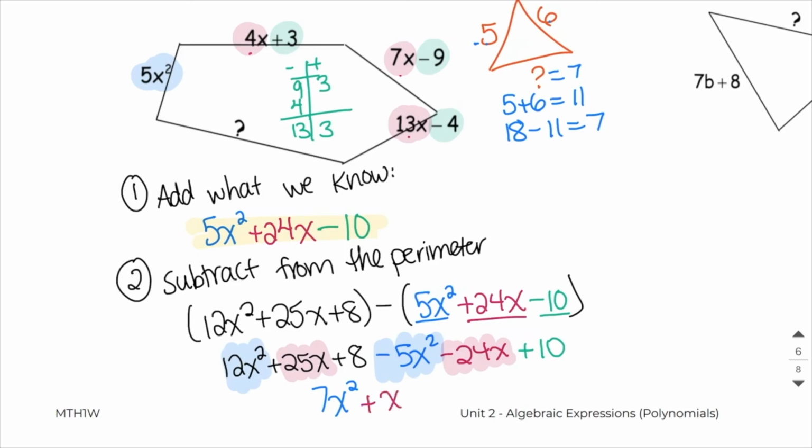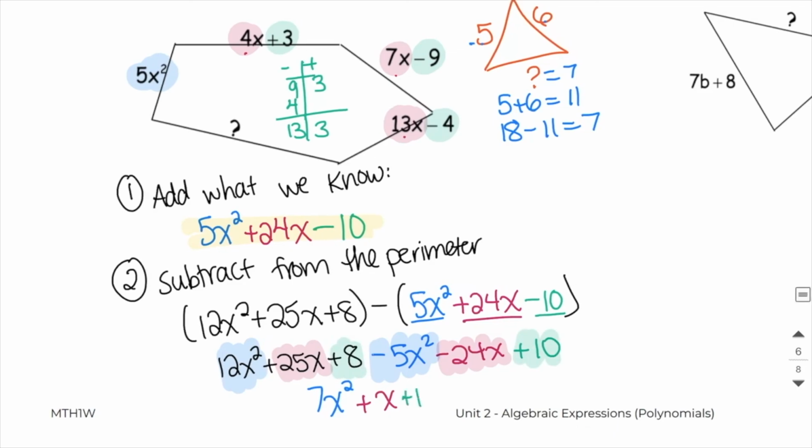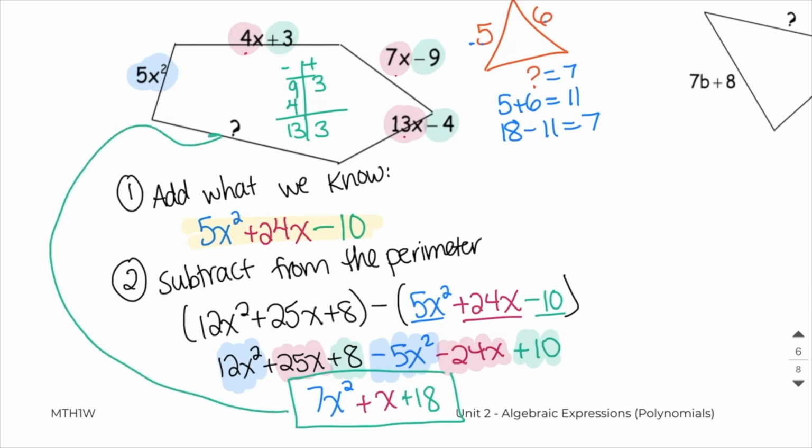And then lastly, we have this 8, and that's like this 10. So 8 plus 10 is 18. So here I can just say plus 18. And this is my missing side. So this is this side over here.